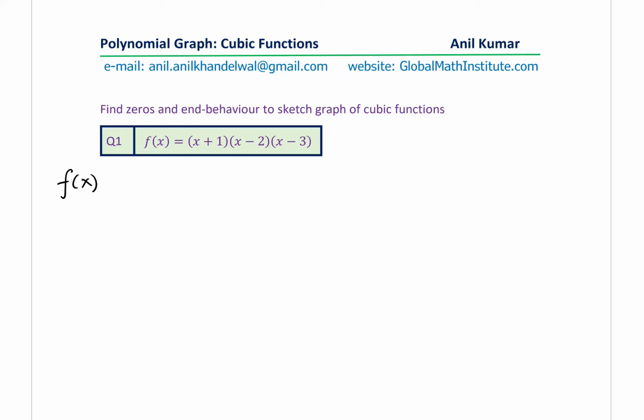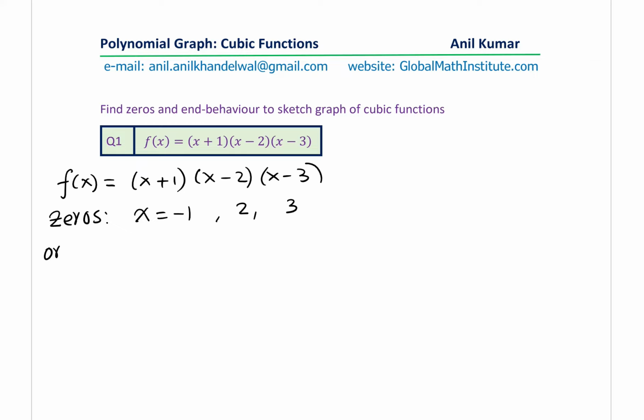Function given to us is f of x equals x plus 1 times x minus 2 times x minus 3. Zeros will make these factors 0, correct? So we can write these zeros first. Zeros are at x equals, the first one is at minus 1, this is at 2, and this one is at 3. Now let's write down the order of 0 or the multiplicity. This is linear, right? So all are linear, so I'm writing in brackets 1. So that means all are linear zeros.